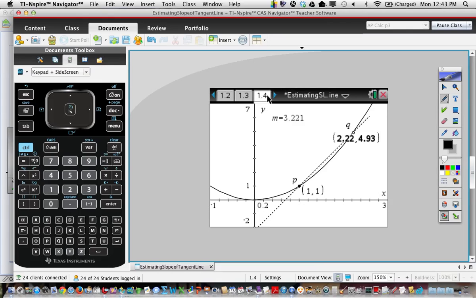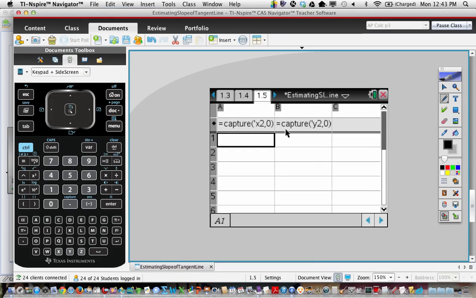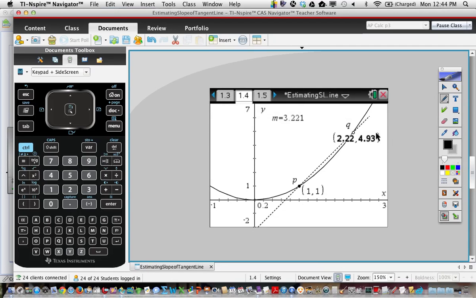So the first part of this is we're going to let the calculator do some calculating for us. On the next page, we have a little spreadsheet set up. On this spreadsheet, we've got a couple of formulas already filled in using the capture command. The capture command will allow us to grab the coordinates of that second point. Then we can do a slope calculation between the second point and the first point, the 1, 1 point, and set up our spreadsheet to do that slope. So let's go back a page to 1.4 and move our Q point out somewhere around 2, 2 1/4, whatever. Just move it up there somewhere.